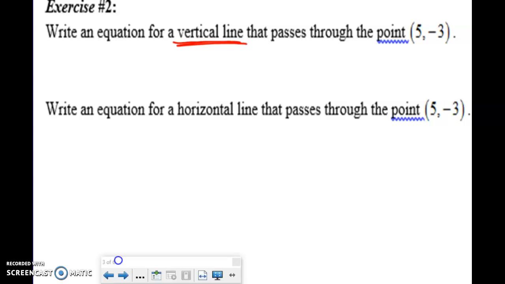So if it's a vertical line that passes through the point (5, -3), underlining, annotating, always a great idea. The vertical line would be x equals, right? So you know that. Now, which one of those numbers do you steal? The x value. So x equals 5. So a lot of common sense here when you're writing out these equations.